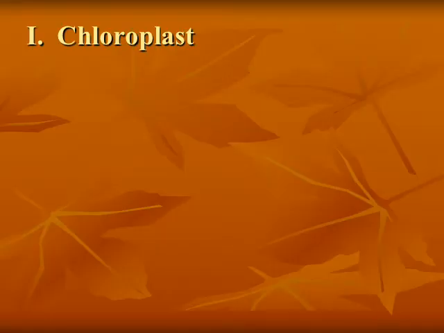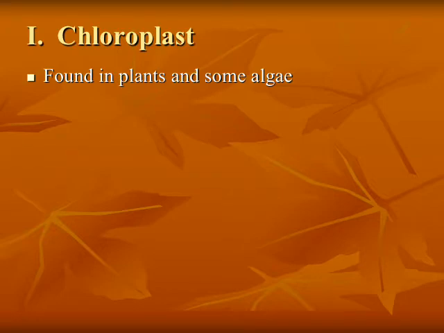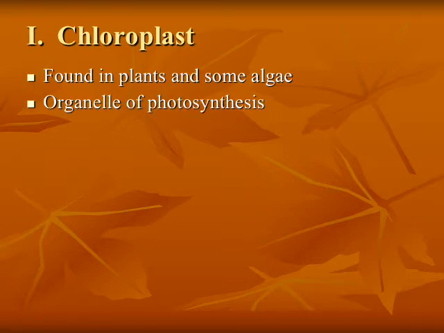If you recall from the last unit, the organelle of photosynthesis is the chloroplast. The chloroplast is found in plants and some algae. Now keep in mind the bacteria do not have chloroplasts, but they can still undergo this process. Some bacteria, not all bacteria. So the chloroplast is the organelle of photosynthesis inside the eukaryotes, inside the plants and the algae.